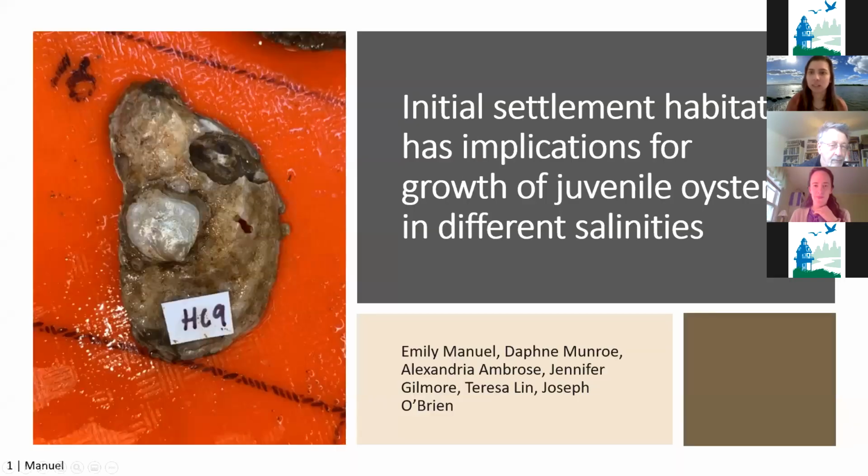All right. So, hello everyone. As Des so kindly introduced me, today I'm going to be telling you about how initial settlement habitat has implications for growth of juvenile oysters in different salinities. Throughout this talk, I'm going to be referring to juvenile oysters as spat, and you can see a spat that's set on an oyster shell in the picture on the left. And I always just like to clarify what a spat is, because when I first showed a picture like this to my friend, he was like, oh, they're a lot bigger than I thought. But that's because he was looking at the whole shell, when in fact the spat is really just that one that I have circled.